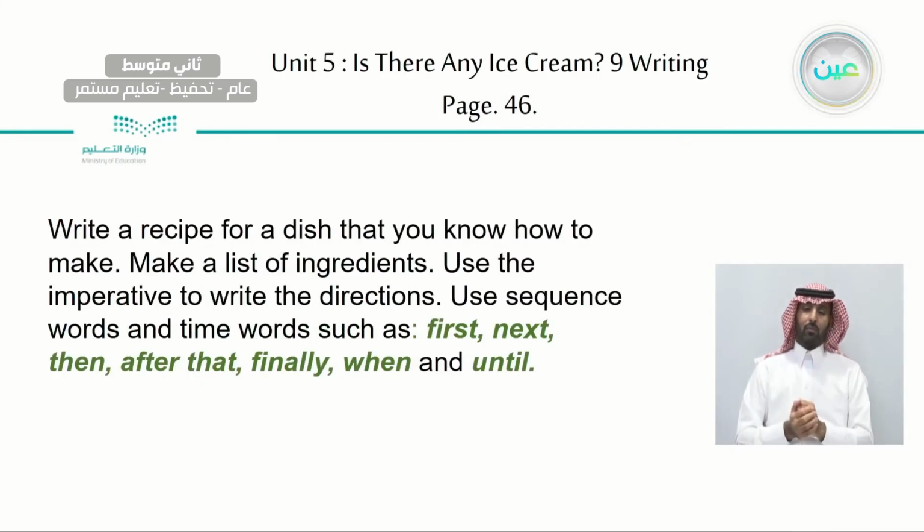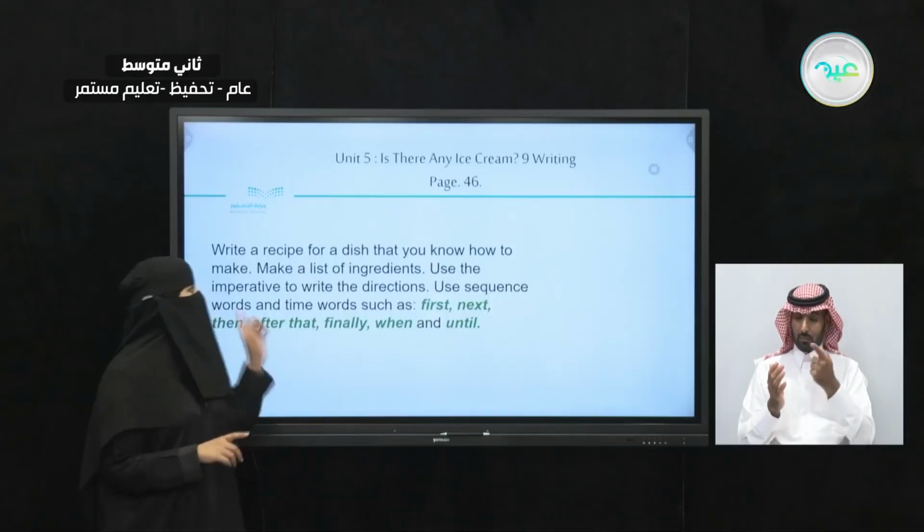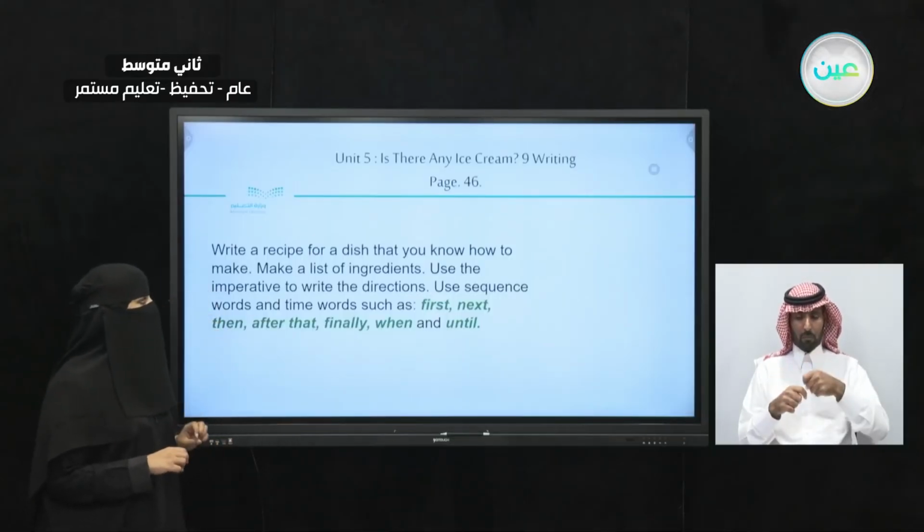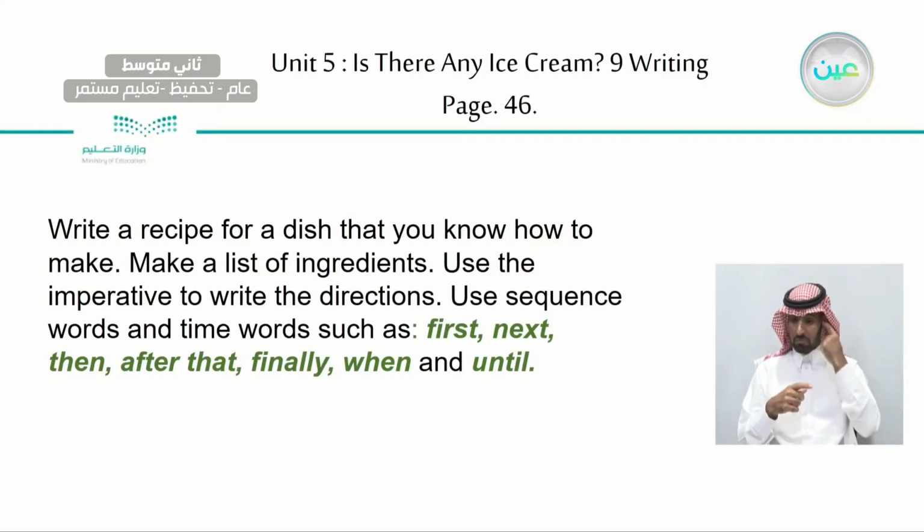Now, write a recipe. I want you to try to do it. Write a recipe for a dish that you know how to make, and make a list of ingredients. Use imperatives to write the directions, and use sequence words and time words such as first, next, then, after that, finally, when, and until.